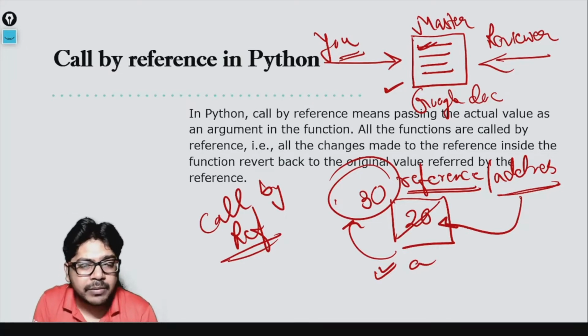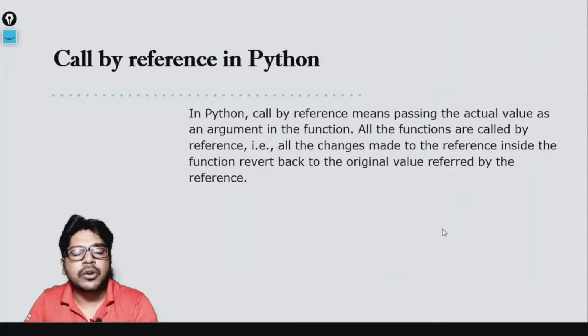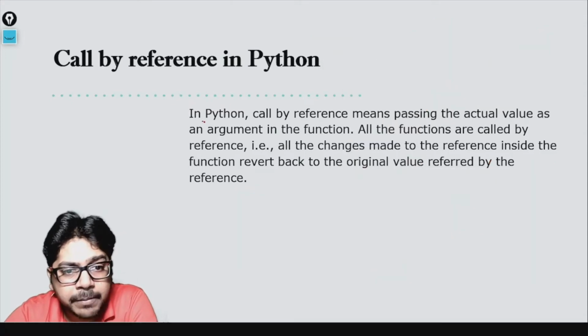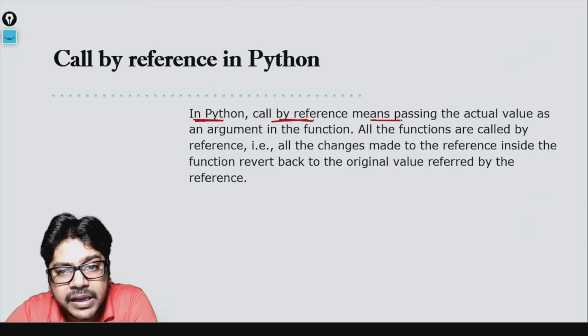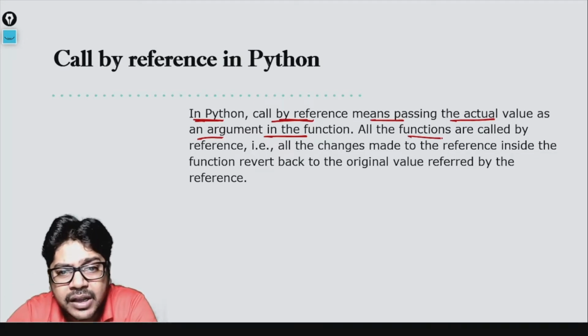Okay, so this is how call by value and call by reference works in other programming languages. Now let's come back to call by reference in Python. In Python, call by reference means passing the actual value as an argument in the function. What you are doing is passing the actual value of the argument to the function, and all the functions are called by reference.